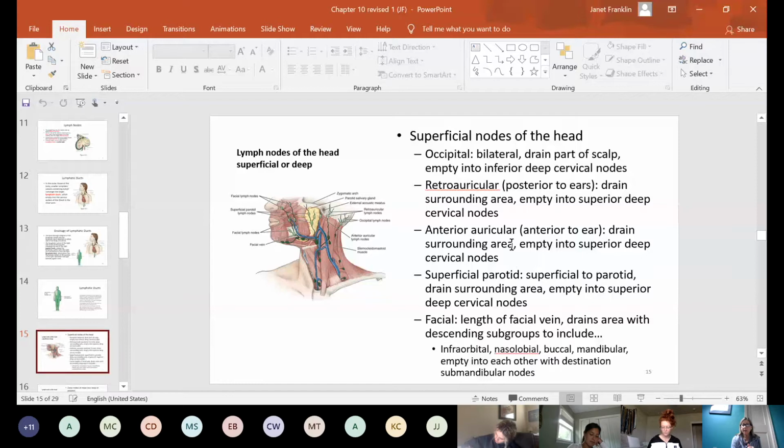So these drain into the deep cervical nodes, and these empty into the superior deep. So the deep cervical nodes are along the neck, and then the superior would be up higher at the superior part. This is a picture of the nodes and how they're kind of laid out.